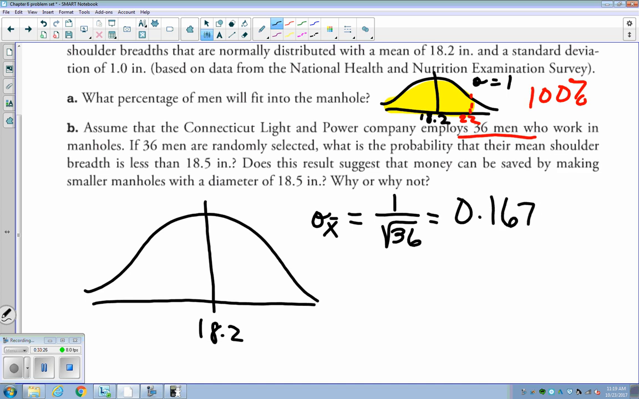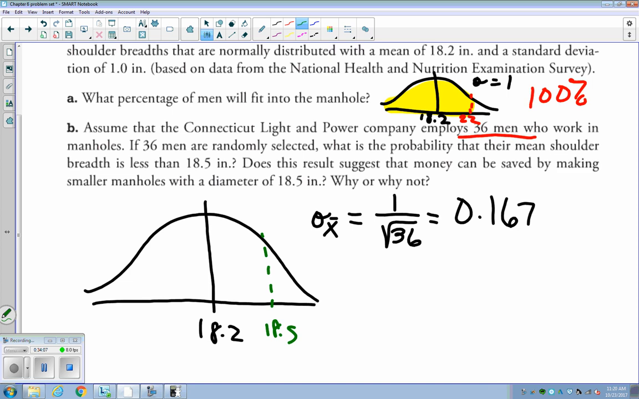Wait, I'm confused. Why 1? I thought it would be 18.5. That's not the mean divided by, it's the standard deviation divided by the square root of n. Okay? So now my standard deviation is much smaller, and I want to know at 18.5, so if I go up to 18.5, it's going to be somewhere on the right-hand side, correct? And again, I'm not drawing the scale, I'm just guessing.